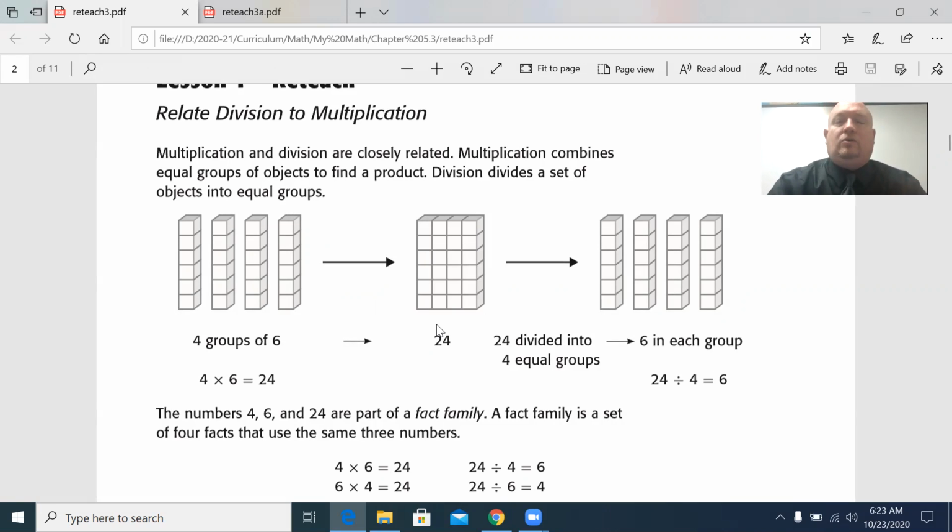But what we also know is that we can undo multiplication with division. I'm going to divide those into 4 equal groups. So now suddenly I have 24 divided by 4. Division is the act of taking a whole and putting it into groups, in this case, 4 groups. So when I pull them all apart into 4 groups, there are 1, 2, 3, 4, 5, 6 in each group. This also plays into the idea of a fact family.